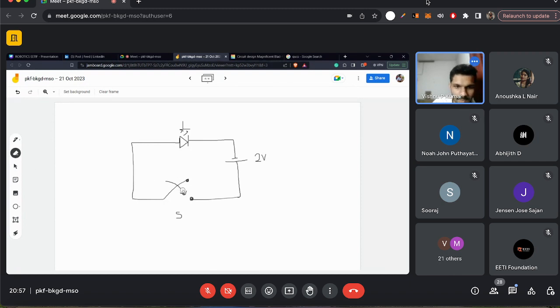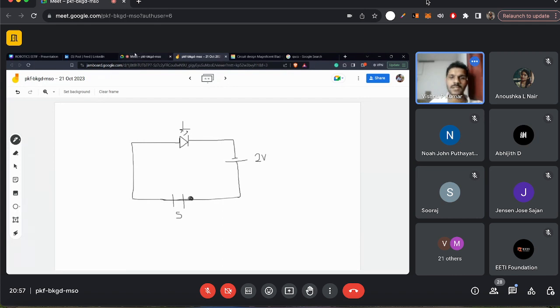Now I'm just erasing this, and I'm connecting the wire. I connected it here. So what will happen? The LED will glow, right? So the function of a switch is to make or break a circuit. Either to implement a full closed circuit, or to break it, we are using a switch.